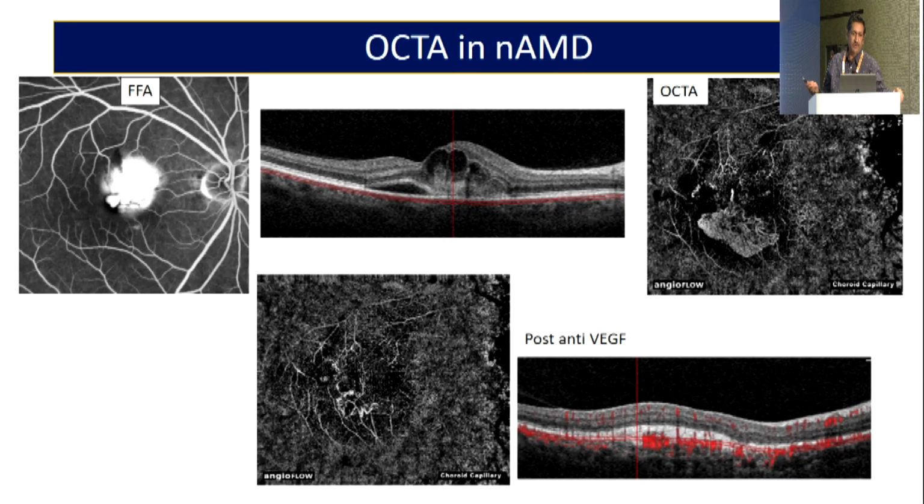So this is one of our patients. You can see there's a classic CNVM. The OCT shows subretinal fluid with a pocket of IRF, and this is the CNVM complex that you see.